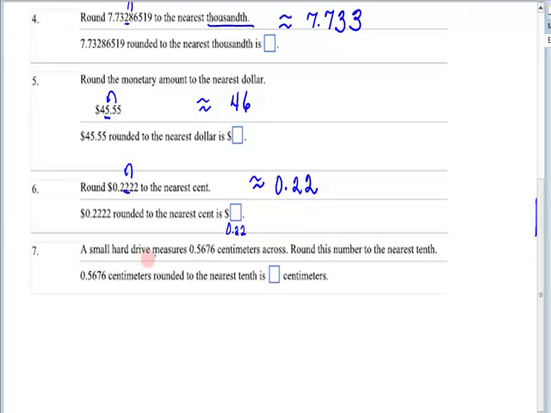All right, last one. A small hard drive measures 0.5676 centimeters across. Round this number to the nearest tenth. All right, this 5 is sitting in the tenths. What does the 6 tell you to do? It tells you to round up. So this is 0.6. The last digit you have written will be in the position that they told you to round. So this is 0.6.